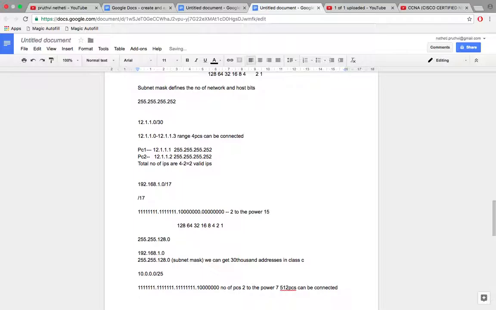Okay, so we have taken this big network. 10.0.0.0 has some 67 million IP addresses if this is a classful network. We have taken the 67 million IP addresses and we have broken them. We made the subnet mask /25 so that we can get only 512 PCs to be connected. So this prevents the wastage of IP addresses.